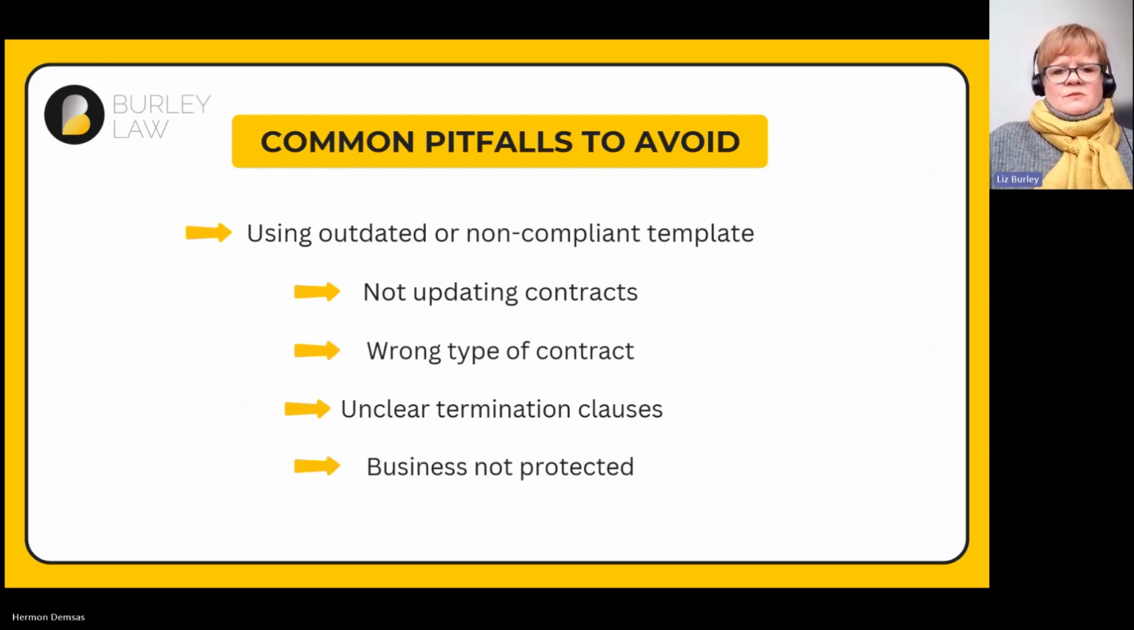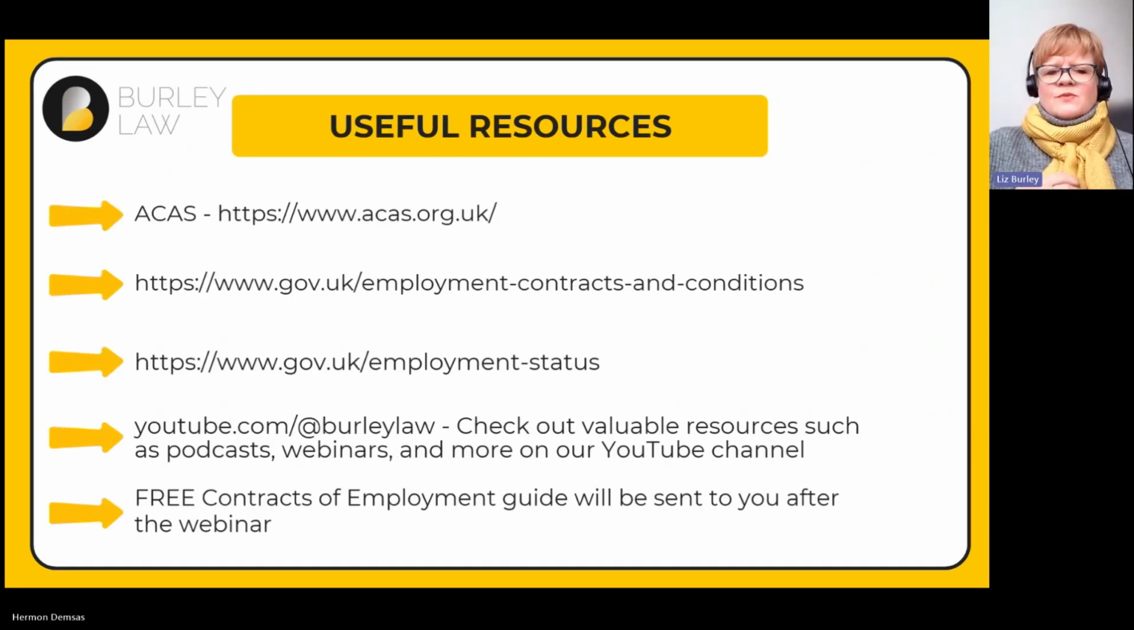And finally, we'll look at some useful resources. The ACAS website is useful for all sorts of different information on employment rights. I would say that it is very pro-employee. So if you're an individual, it'll tell you what your rights are. It won't necessarily speak to businesses, but it's a good starting point. Gov.uk has some interesting pages where you can look at employment contracts and conditions and also employment status if you want to find out more about the differences between, for example, 0 hours workers and employees.